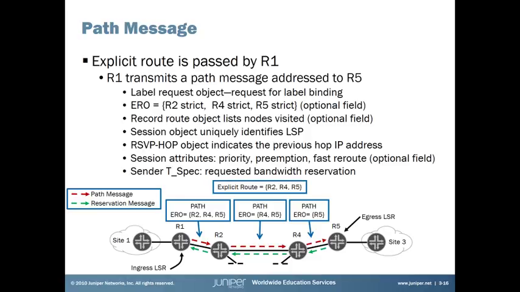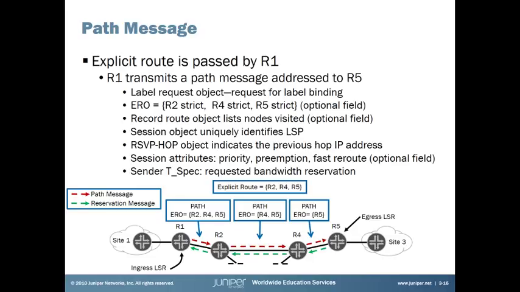Record route object lists the nodes visited, so that's also very useful. And the session object uniquely identifies the LSP, RSP hop indicates the previous hop address, and the session attributes priority, preemption, fast reroute, which we're talking about, for dealing with link failures.